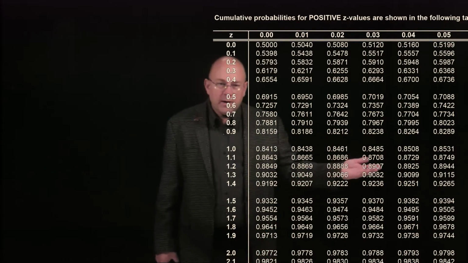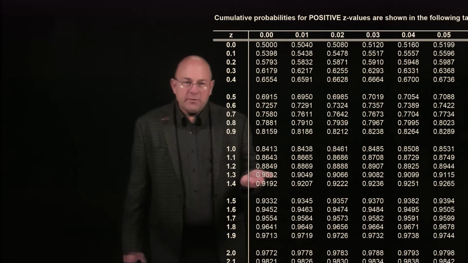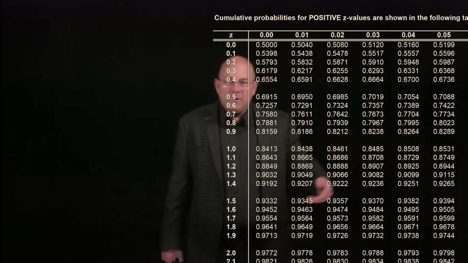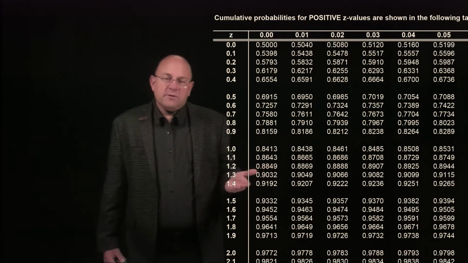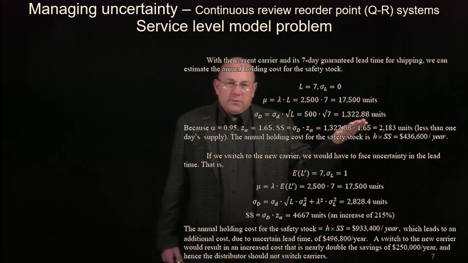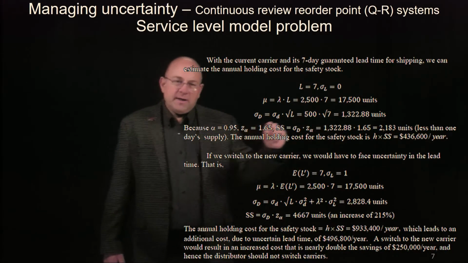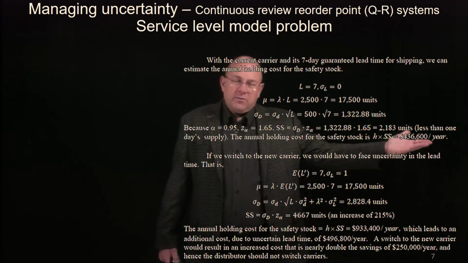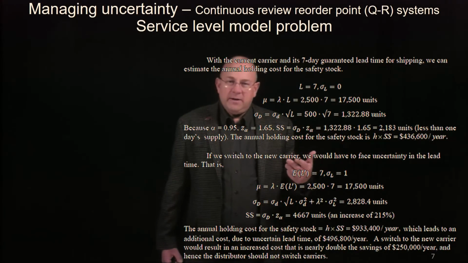90% is going to be right about here. About 1.30 is going to get you pretty close, maybe you have to extend the table, 1.3, 1.29, 1.28, somewhere in there. So think about that now. If you take this 1,323 and you multiply it by, say, even 1.3 instead of 1.65, now you can start to recalculate your safety stock holding cost and determine what the savings of that decision might be.